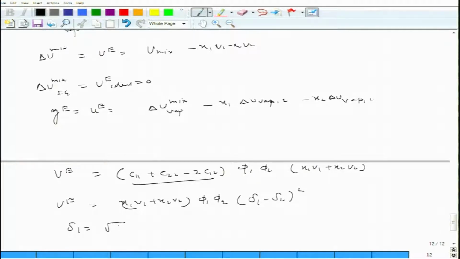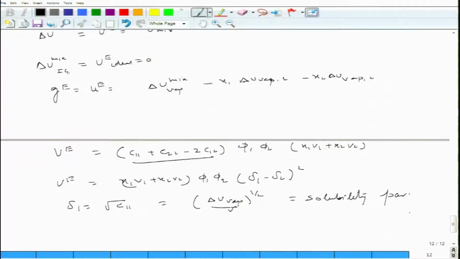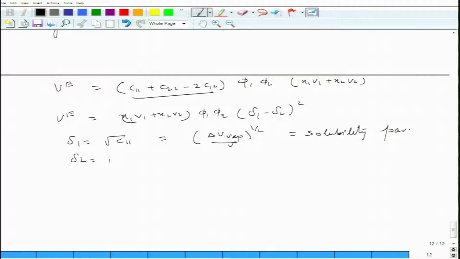This is the solubility parameter. So, delta 1 is nothing but C11, okay, a square root of the cohesive energy density, is a solubility parameter. Okay, and similarly delta 2 is C22. Again the solubility parameter. Okay. Now, this if you put it here, you should be considering that C12 is nothing but C11 C22. Okay. So, that way these two expressions are synonymous.